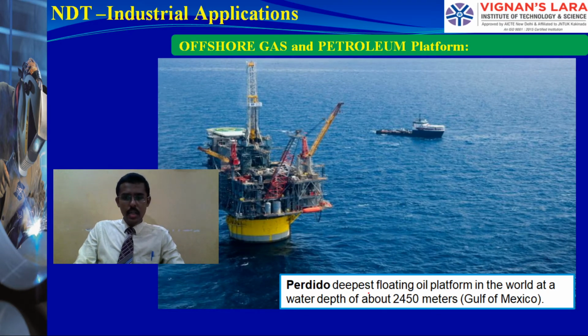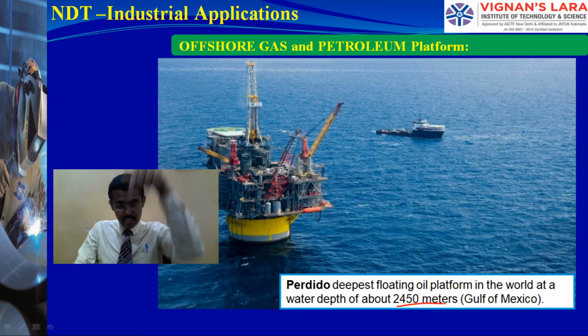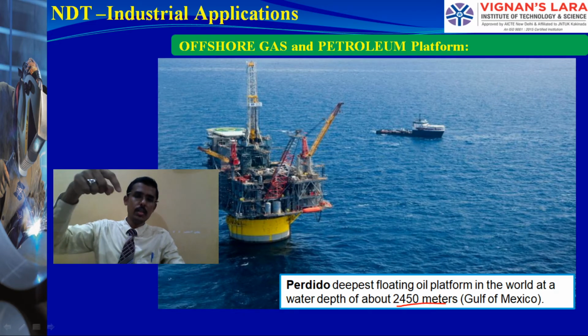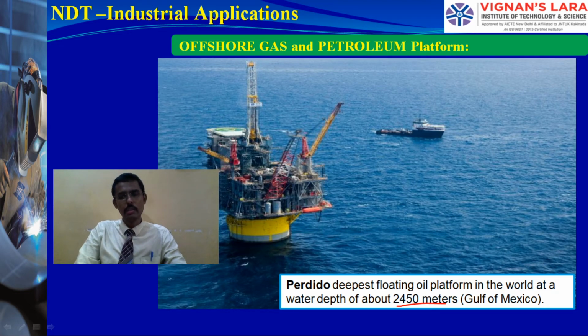The Perdido is the deepest floating oil platform in the world, at a water depth of 2,450 meters. They went down 2,450 meters in a location in the Gulf of Mexico, so more than the height of the Burj Khalifa.